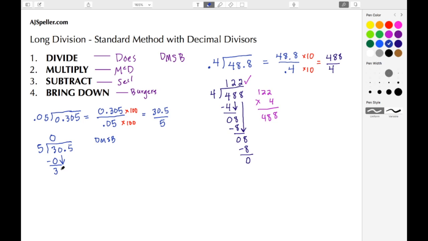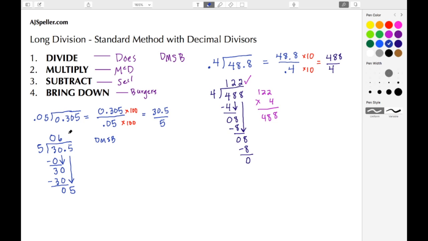And then I bring down the 0. So now I have a 30. So now I'm doing 30 divided by 5, which is 6. Then I multiply 6 times 5 to give me 30. And then I subtract 30 minus 30 to give me 0. And then I bring down, in this case, a 5.